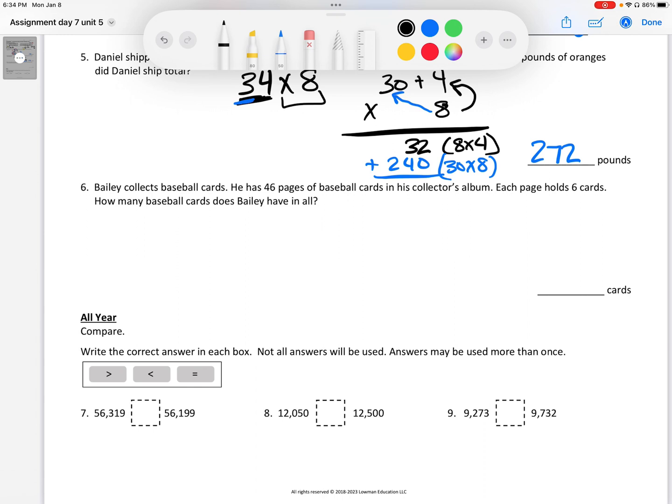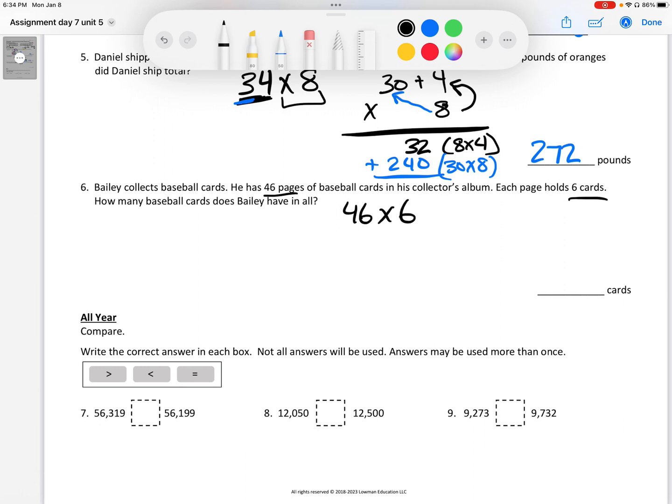So this says Bailey collects baseball cards. He has 46 pages of baseball cards in his collector's album. Each page holds 6 cards. How many baseball cards does he have in all? So our number sentence to solve this is going to be 46 times 6.